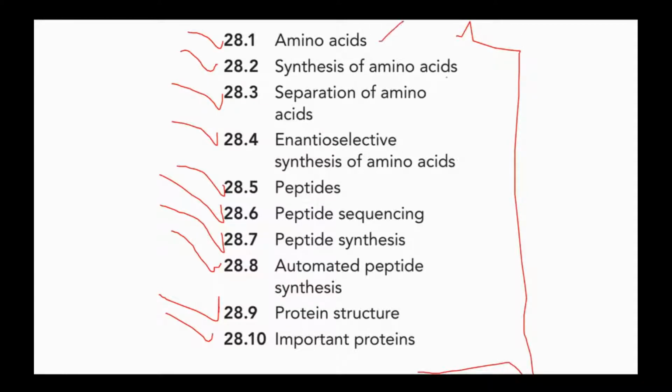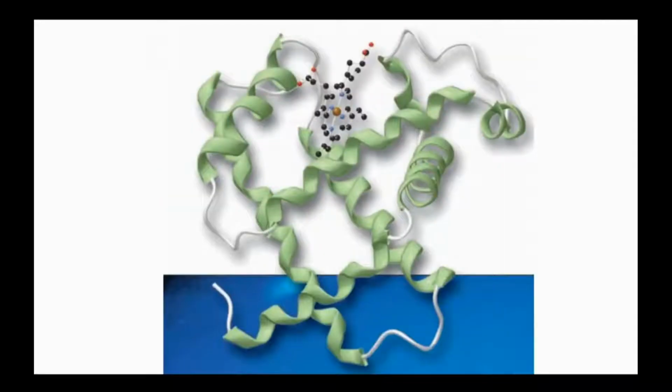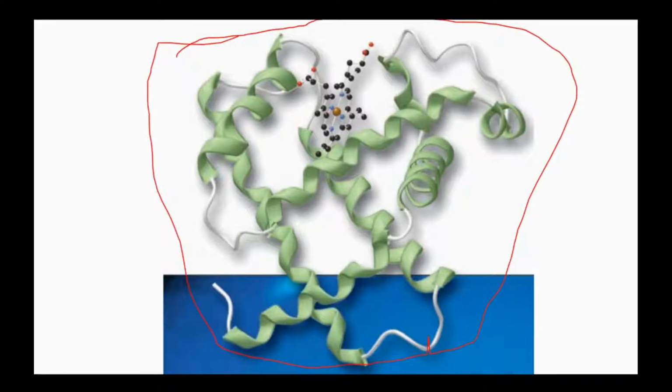First, we will discuss these amino acids. So this is how you often see proteins represented in the books. These are the ribbons. They are shown this way, but as you know, proteins are polypeptides. They are made up of several hundred amino acids, depending upon the molecular weight of the protein.